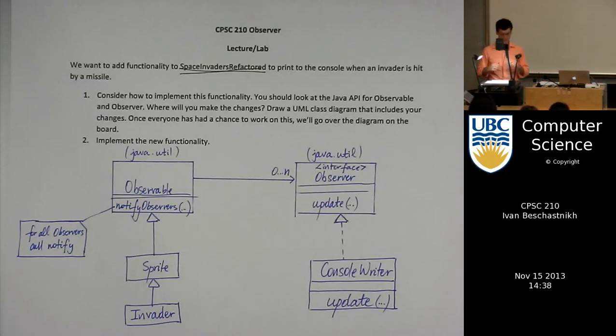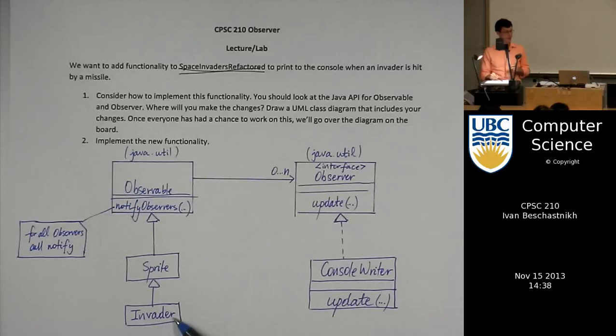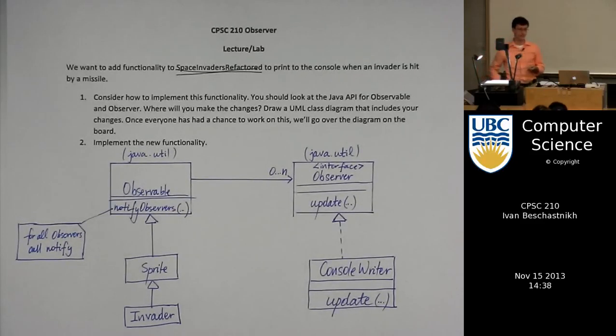You don't have to add a list of observers. That list is already part of Observable. And you don't have to add notifyObservers to Sprite or Invader. This method is already in Observable. So just use it.